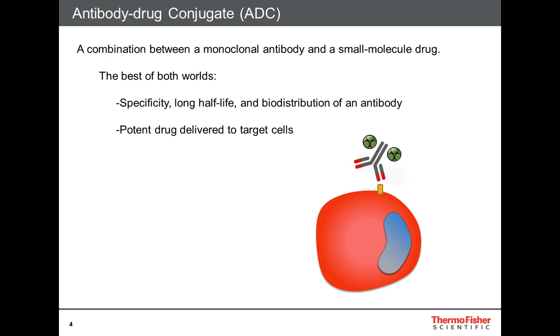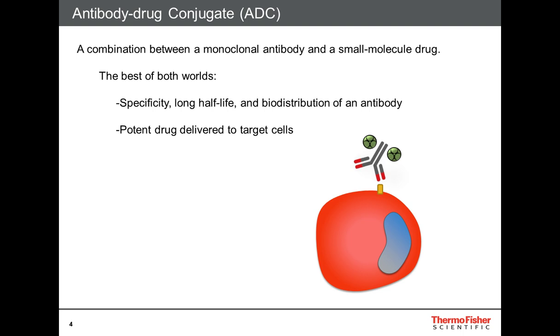Now, by conjugating a toxic drug to an antibody, it gives us the best of both worlds. The advantages of an antibody being specificity, a long half-life, and the in vivo biodistribution of an antibody, while at the same time giving us the potent effects of a toxic drug delivered specifically to our target cells. Now, for this reason, there's intense interest in developing antibody-drug conjugates to treat a variety of different conditions.